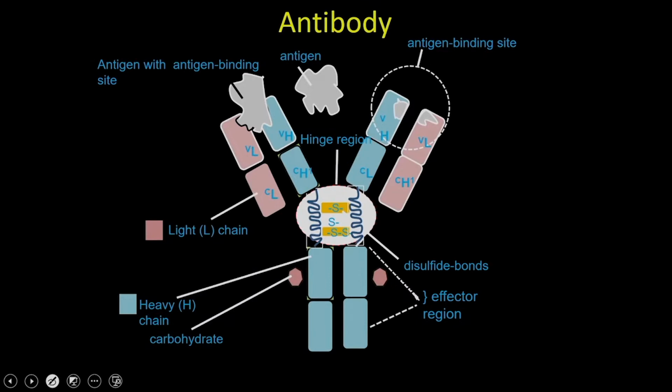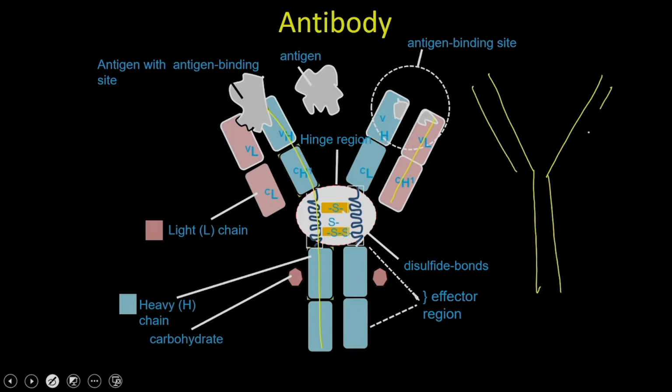An antibody is a Y-shaped molecule which contains two types of chains: one is the heavy chain, and the other is called the light chain. You have two heavy chains and two light chains which are bound to each other by sulfhydryl bridges between the heavy and the light chains. And apart from that, this Y-shaped molecule has two regions.